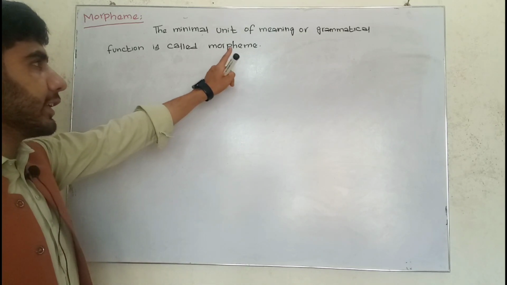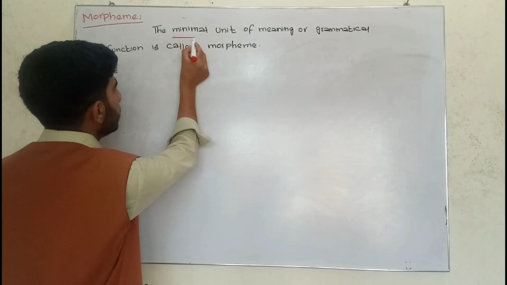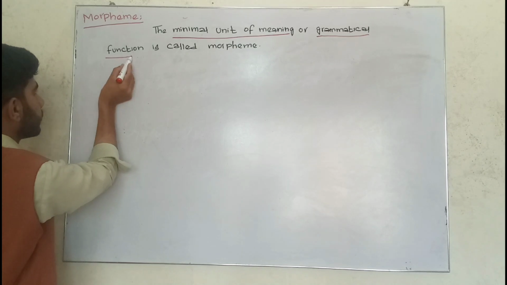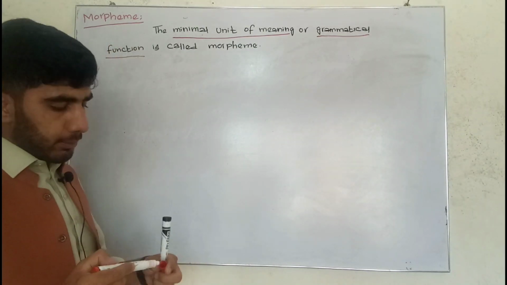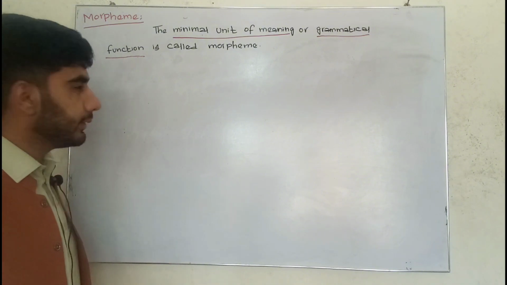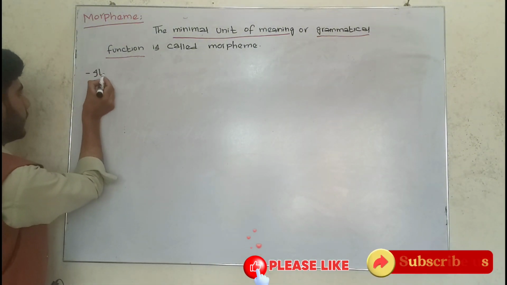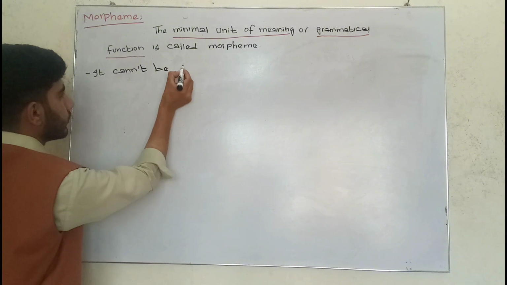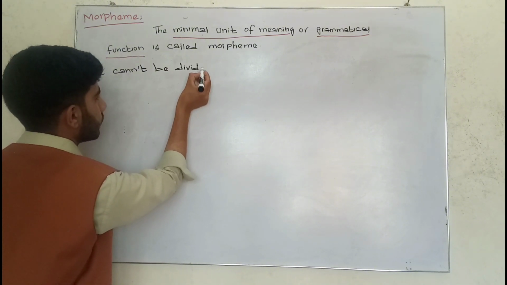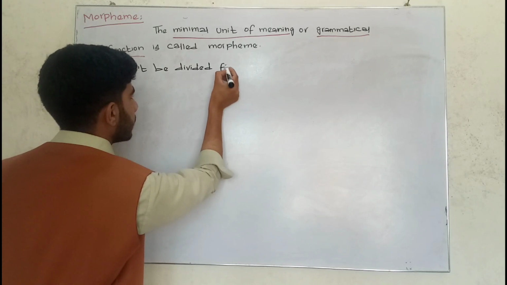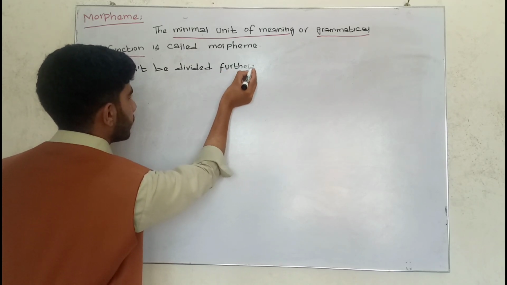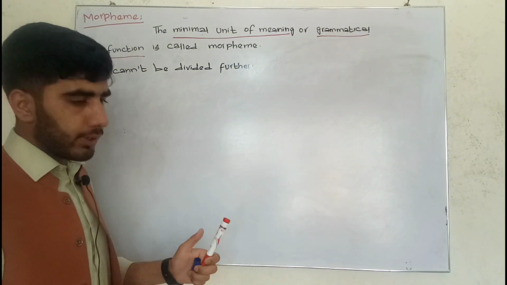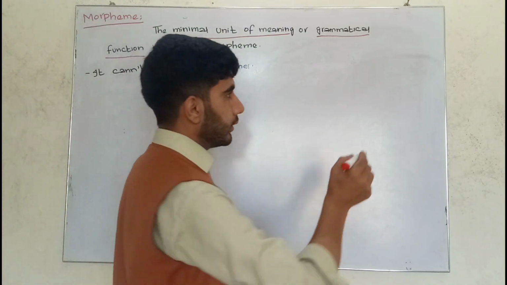But in this definition, we are studying two aspects. One is the minimal unit of meaning, and the second one is the grammatical function. These are the two main features of the morpheme. It is also a feature of the morpheme that it can't be divided further. It means that it's the smallest unit of meaning or grammatical function, and the morpheme will not be divided further.